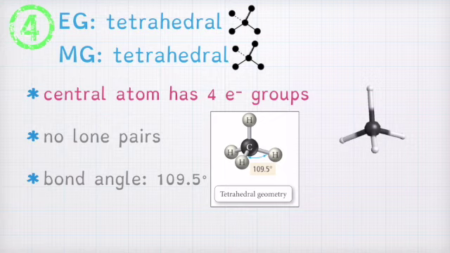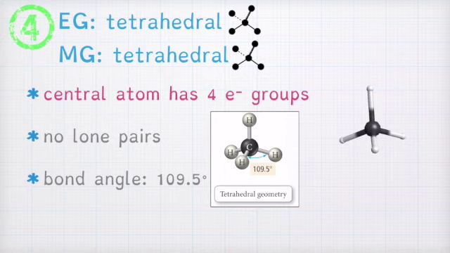When you have four electron groups around your central atom, the electron group geometry is always going to be tetrahedral. And if none of the electron groups are lone pairs, then the molecular geometry is also tetrahedral. And here you're going to have a bond angle of 109.5.